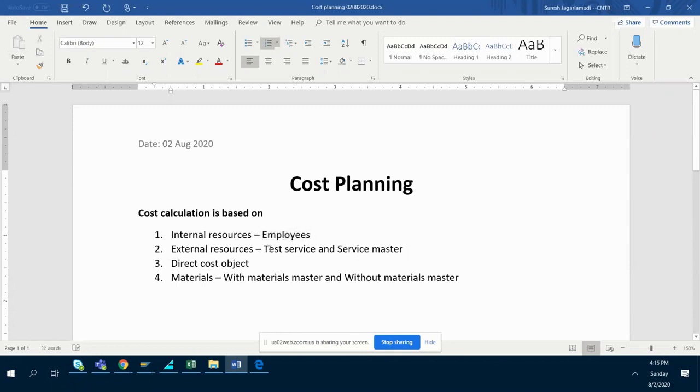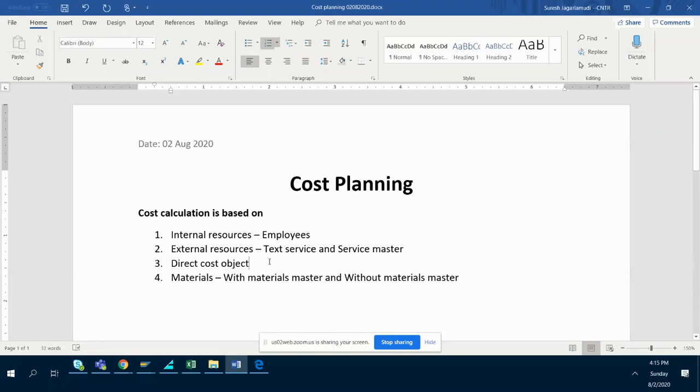Okay, external resources means either a text material, it is not text, it is text service, or service master. There are two things. So the difference, we know that one. Text means you only enter the text, no master data. Service master means you have master data. For that reason, you have everything in place. Okay, that is the only difference.